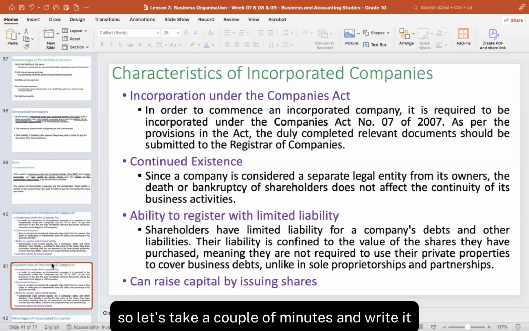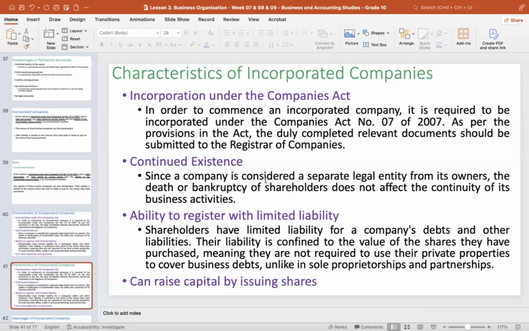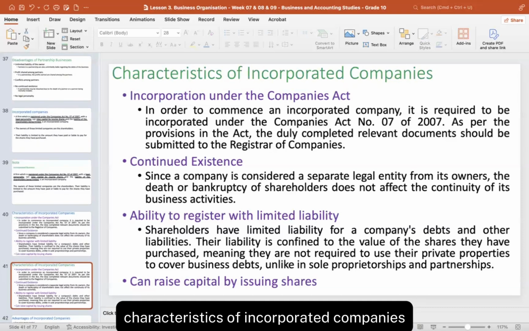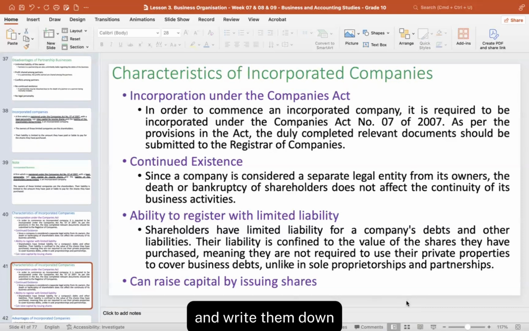So let's take a couple of minutes and write the characteristics of incorporated companies and write them down.